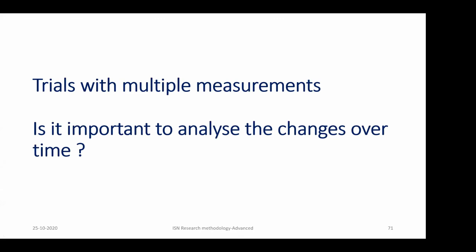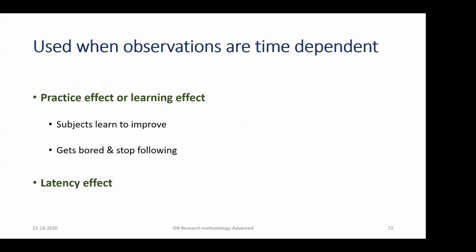Now, we are coming to some basic introduction about the repeated measures of ANOVA. I am only telling you about the context of using a repeated measures ANOVA. Most of the time, you are really interested in the final variable, the final data collected, but sometimes it might be important to analyze the changes over time also. So this is used when observations are time dependent, because sometimes time acts as an important variable apart from your intervention. There are two potential situations.